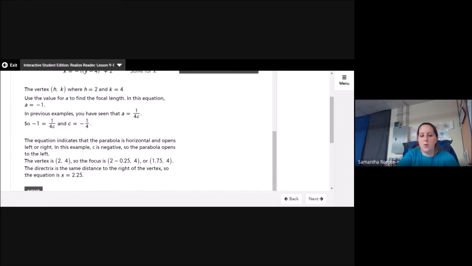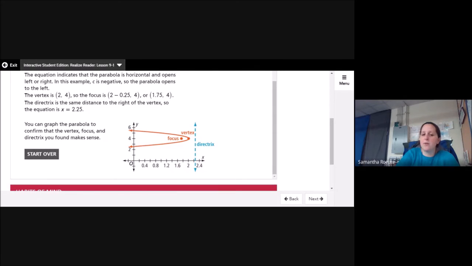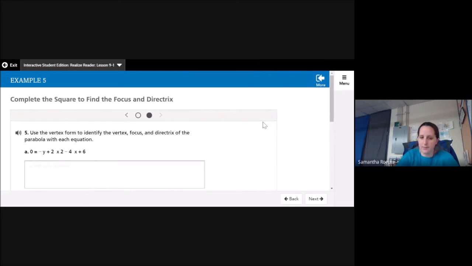The vertex is (2, 4), so the focus is (2 minus 0.25, 4), or (1.75, 4). The directrix is the same distance to the right of the vertex, so the equation is x equals 2.25. You can graph the parabola to confirm that the vertex, focus, and directrix you found make sense. All right, let's try it. Use the vertex form to identify the vertex, focus, and directrix of the parabola with each equation.